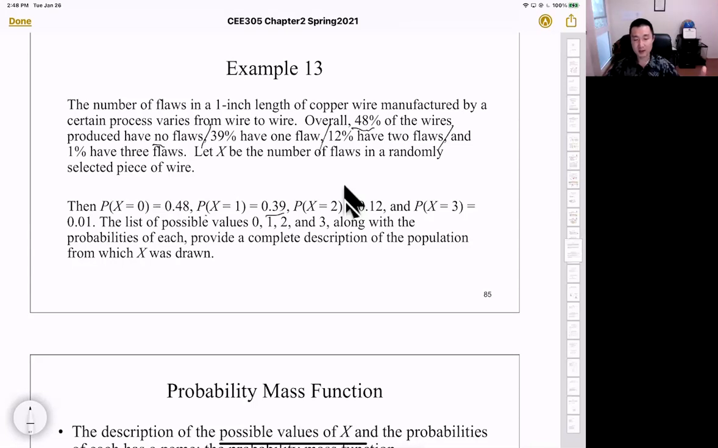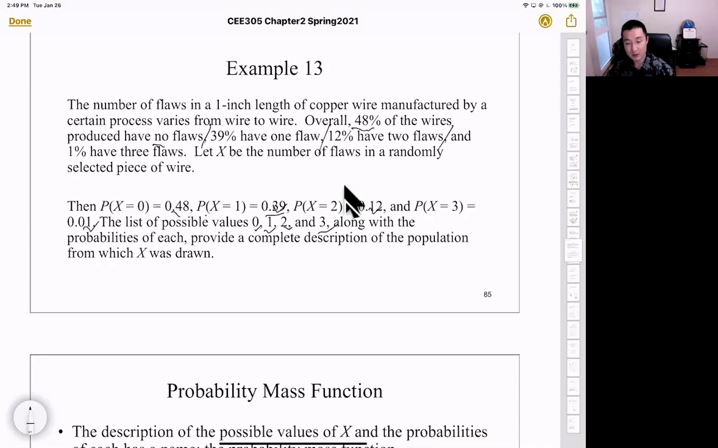Okay, so this lists all the possible values. The number of flaws only has four possible values: 0, 1, 2, or 3 flaws. And all the probabilities added together, you can check, equal 100%. So this provides a complete description of the population for the number of flaws.